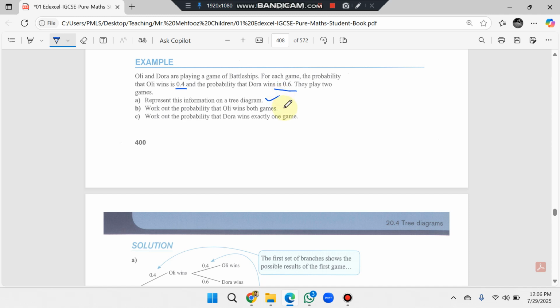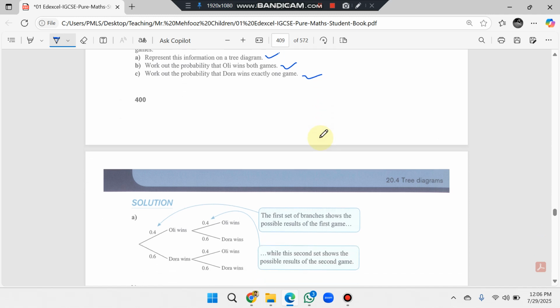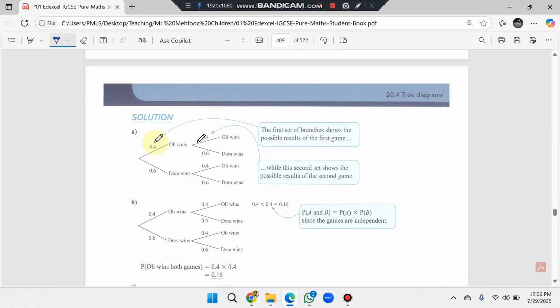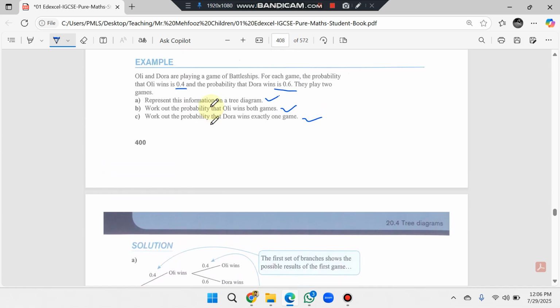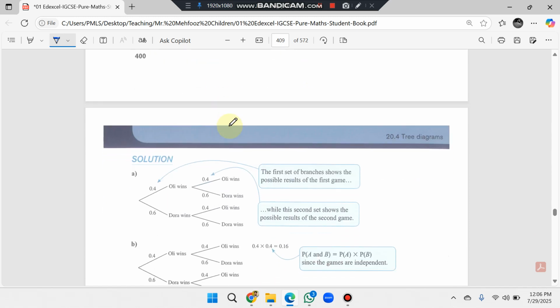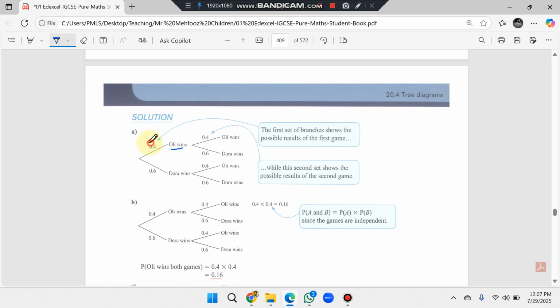This is your first question, part A. Part B: work out the probability that Ollie wins both games. Part C: work out the probability that Dora wins exactly one game. So first of all, we have to make the tree diagram. As you can see, in the question it is given that Ollie wins with probability 0.4. It means that Dora wins with probability 0.6. That is also given in the question.